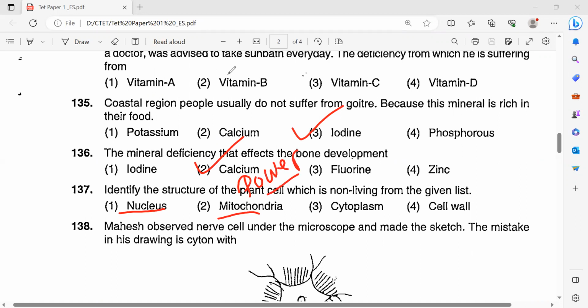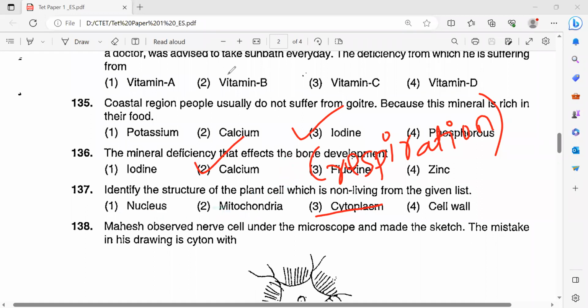It releases energy, right? And it is also involved in aerobic respiration. So it is also a living entity. Then when we talk about the cytoplasm, the cytoplasm is also a living entity, because most of the substances are transported, and all the living parts of the cell are present in the cytoplasm itself. So the right answer here is the cell wall.